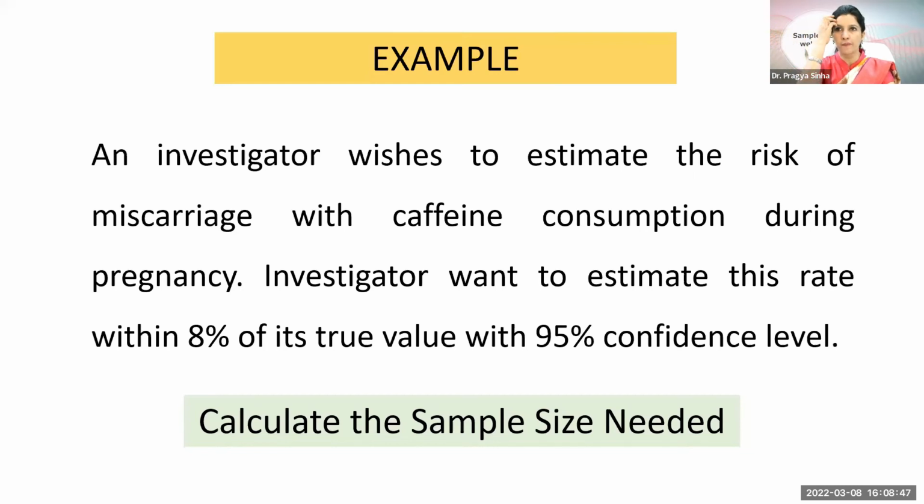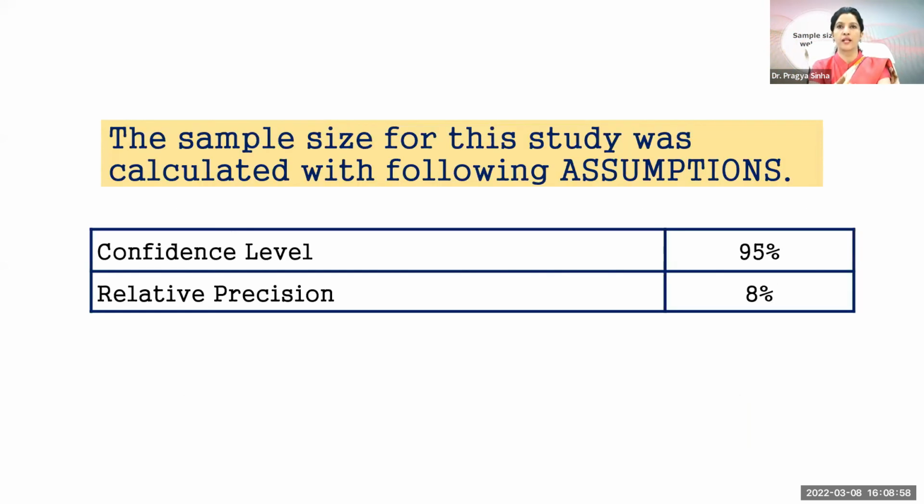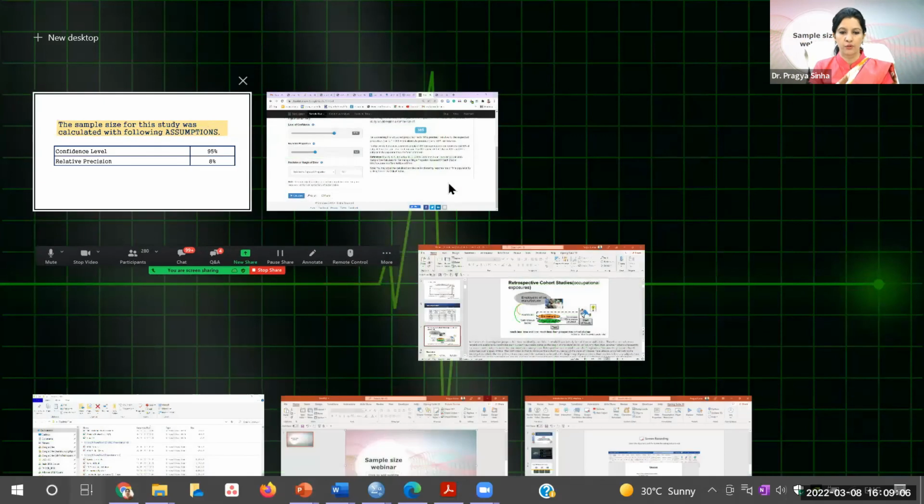What is the outcome? Miscarriage. And this 8% is the relative precision. Okay, so this is the value, 95% and 8%. So what is the answer? 601. Okay, let me check this for those who could not do it.